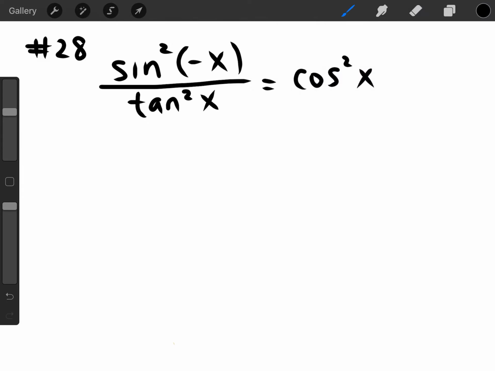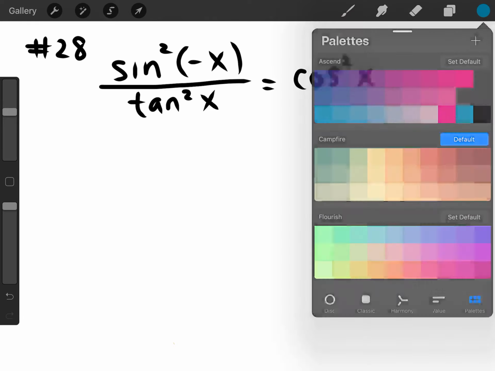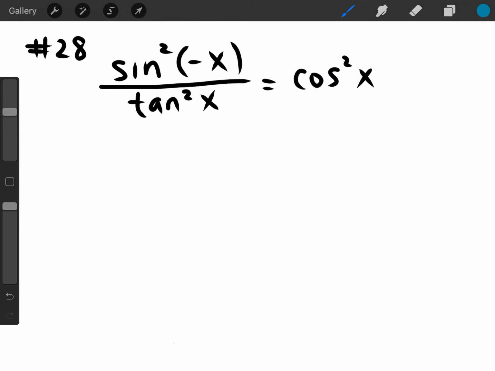Okay, so now I'm gonna tell you guys why this is important for this problem. I'm gonna go ahead and do this problem. First of all, if you guys look at the property, the property of this one is the negative angle identity. So for the sine square of negative x, this is basically saying negative sine square x.